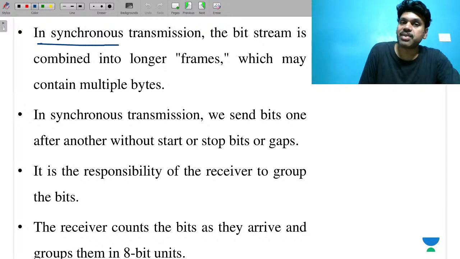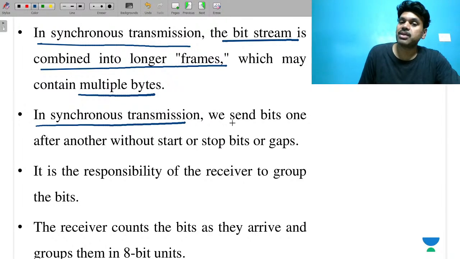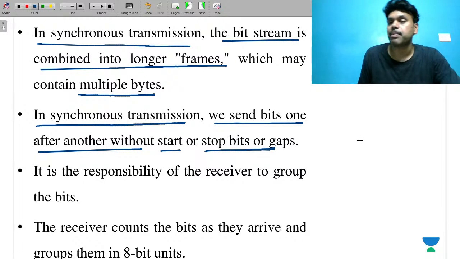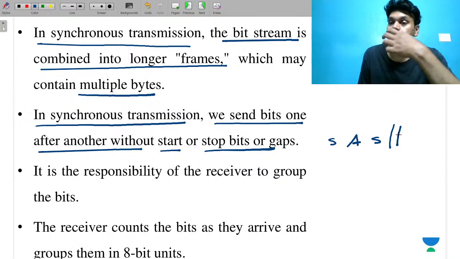In synchronous transmission, the bit stream is combined into longer frames, which may be multiple characters. One character is equal to 1 byte, as I said. In synchronous transmission, we send the bits one after another without start and stop bits, with no gap. But in asynchronous, we send A preceded by start and ending with stop, and you also have a gap. That means a byte to byte gap, called a frame gap.